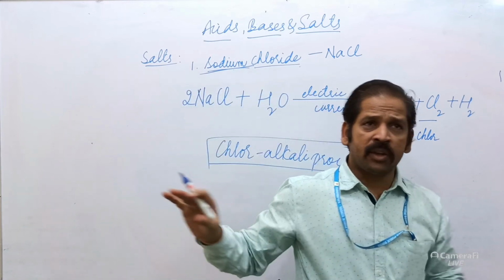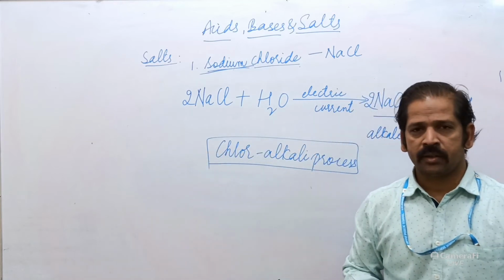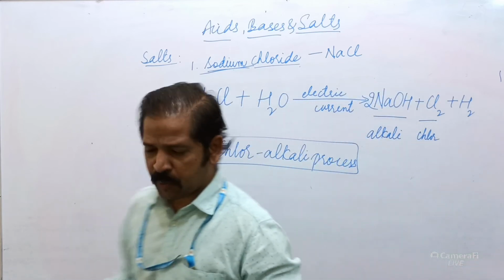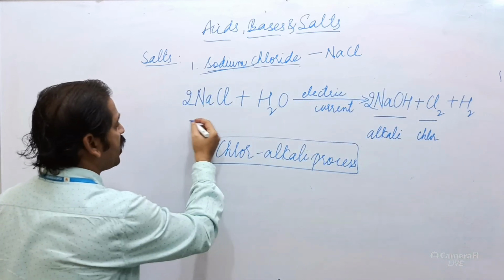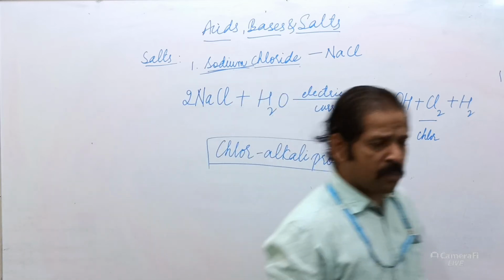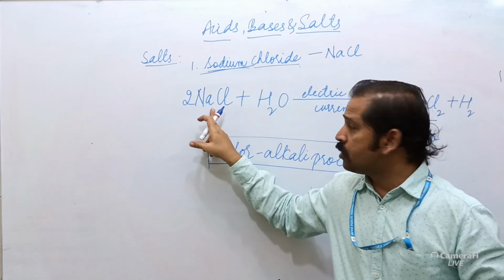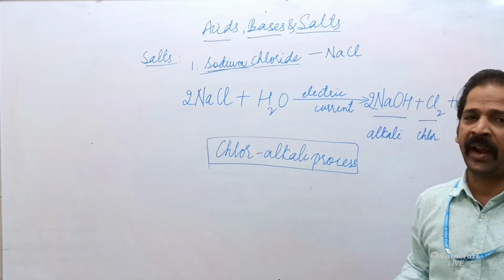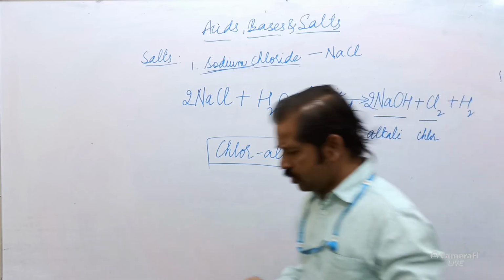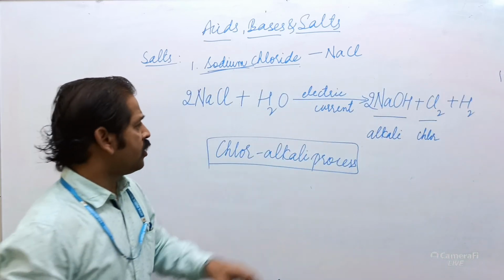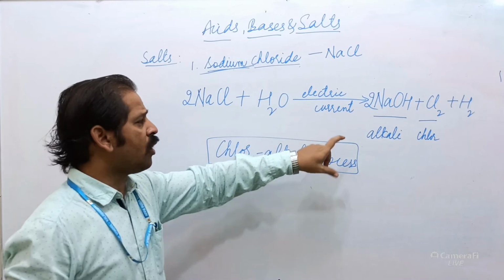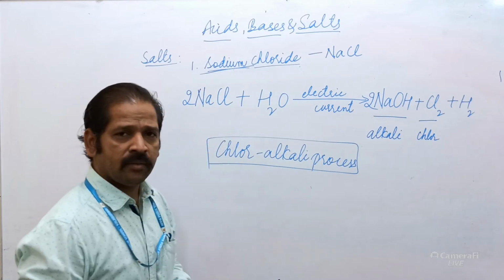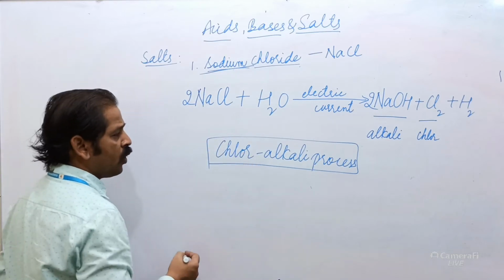Many times they have asked questions on this Chlor-Alkali process. It is formed due to the electric decomposition of aqueous solution of sodium chloride. It is also called brine. Step by step we are going to learn the uses of the products of sodium chloride, that is, the products of the Chlor-Alkali process.